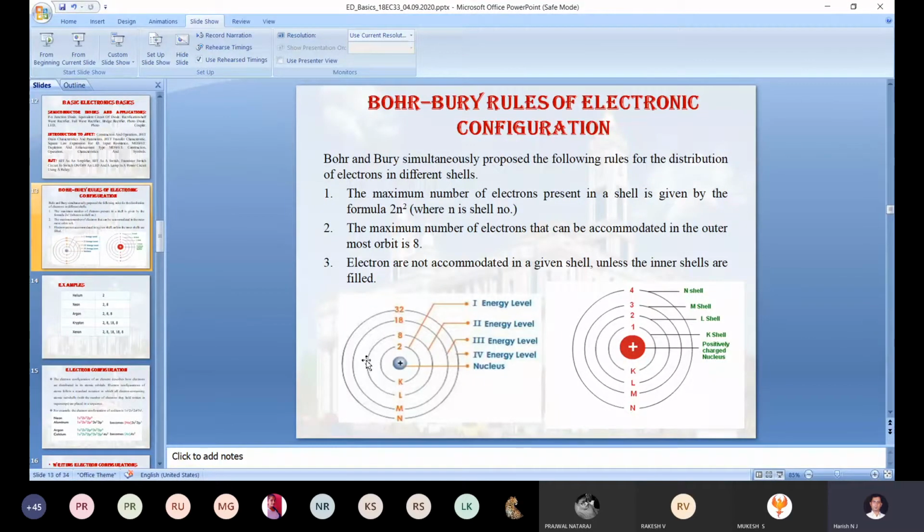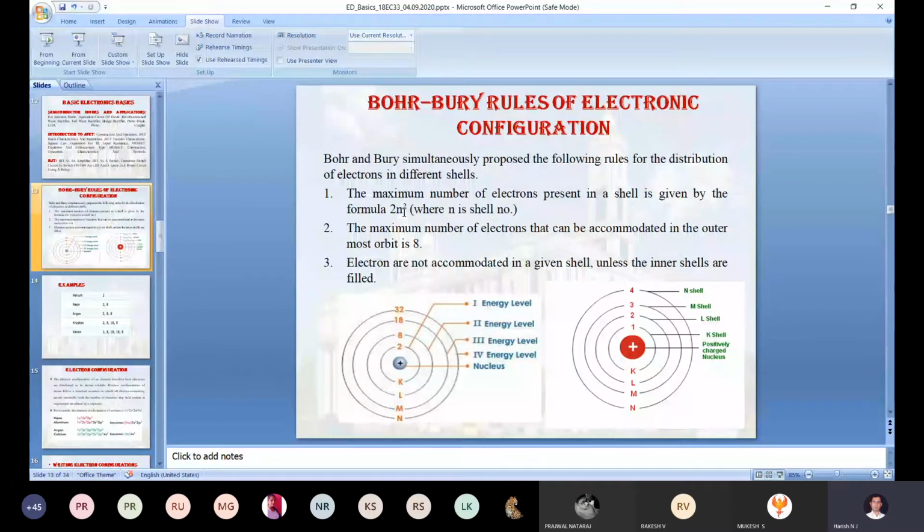The same way, coming to n equal to 3. N equal to 3 means the third orbit. 3 square means 3 into 3, it will be 9. 9 into 2 is 18. Correct? The maximum number of electrons accommodated in the third orbit is 18.